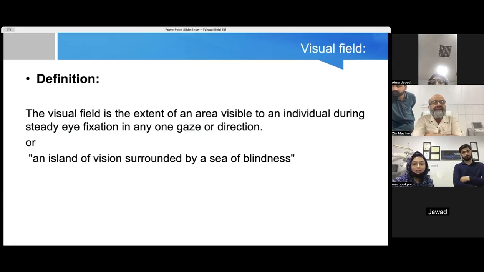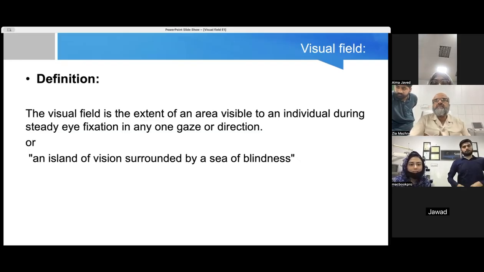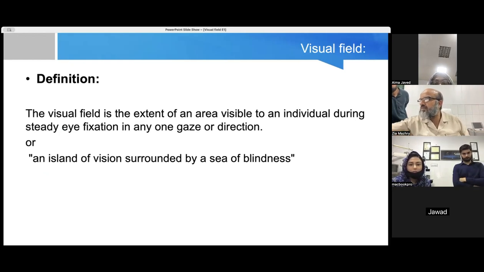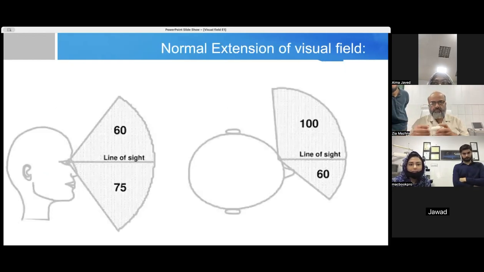Visual field refers to an area visible to an individual when they fixate their eye in one direction. It is also known by a metaphor as an island of vision surrounded by a sea of blindness. The normal extension of the visual field is 60 degrees superiorly and nasally, 75 degrees inferiorly, and 100 degrees temporally.